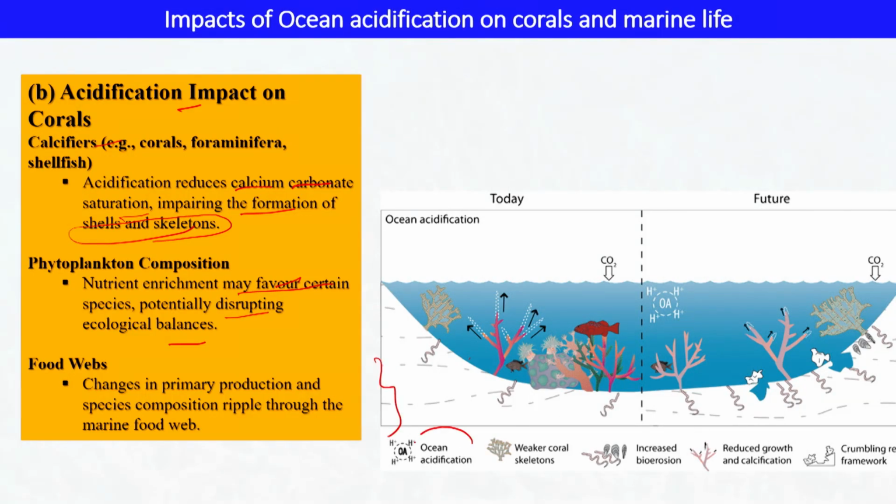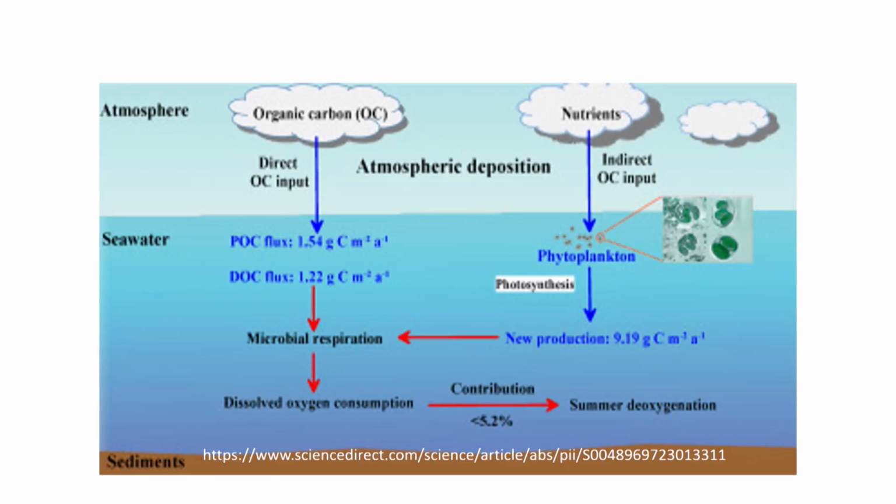So with ocean acidification, we will have weaker coral skeletons, and in the future reduced growth and calcification. So this will be a very big problem, as the ocean will be affected. And these are the key points.